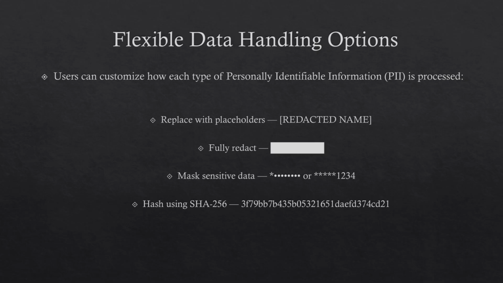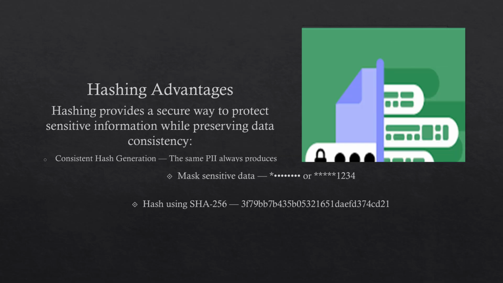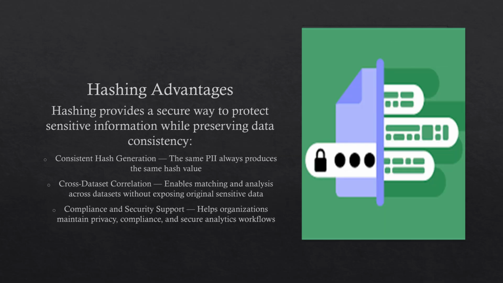Once detected, you choose how to handle each type. You can replace it with a placeholder. You can redact it entirely. You can mask it with asterisks or hash it with a SHA-256. The hash operator is particularly useful for compliance. The same PII always produces the same hash, so you can correlate records across data sets without ever exposing the original value.